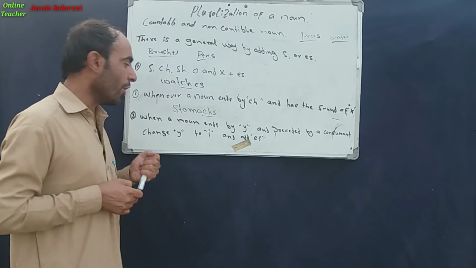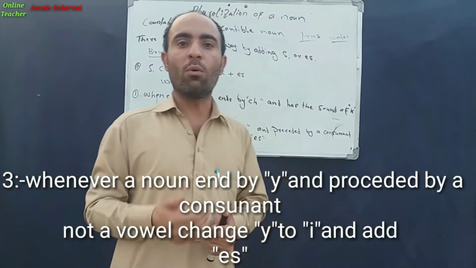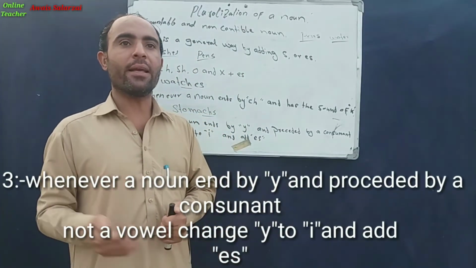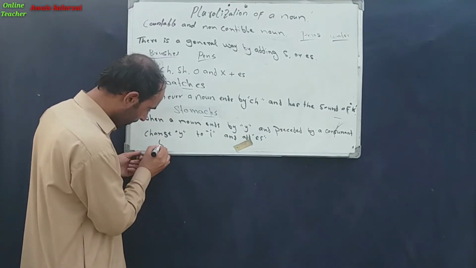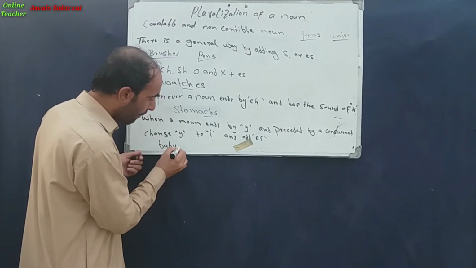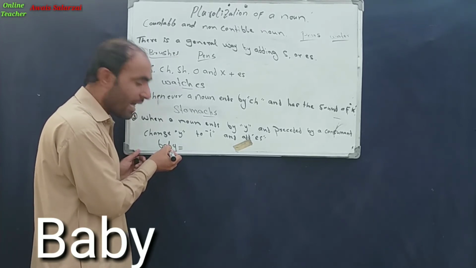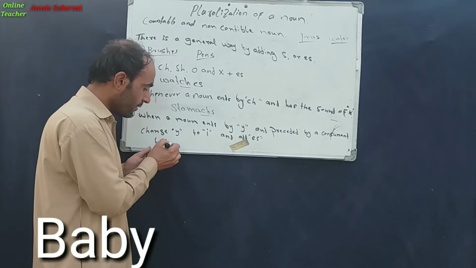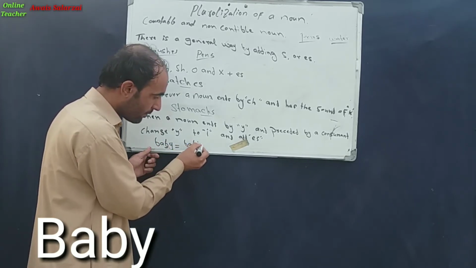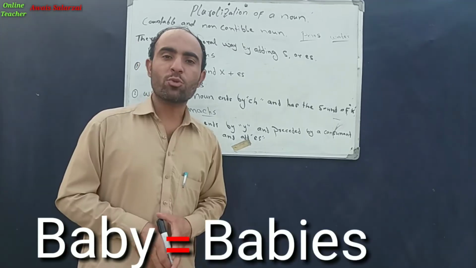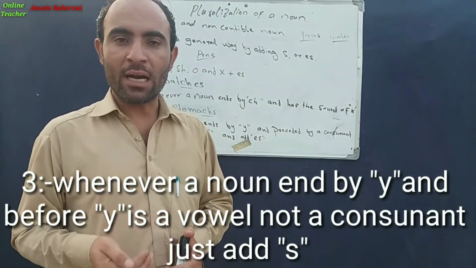And rule number three: whenever a noun ends with y and is preceded by a consonant, not a vowel, change y to i and add es to make it plural. For example, baby. It ends with y, but before y there is a consonant, not a vowel. We should change y to i and add es: babies.